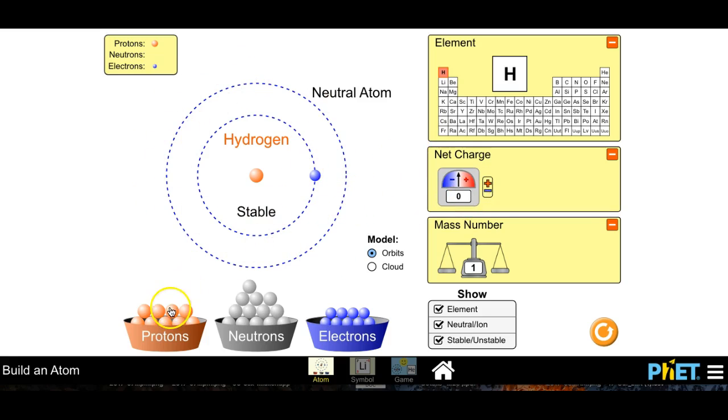Okay, now if we add another proton to this, that becomes helium, but look, it's unstable. See how it's shaking around? These two are positive charges. They are repelling each other. They don't want to be in there together. Here it is on the periodic table. The only way to help him become more stable is to add some of those neutron babysitters.